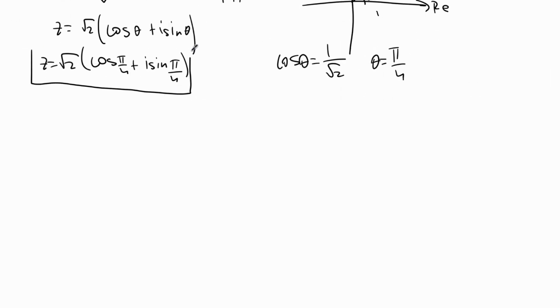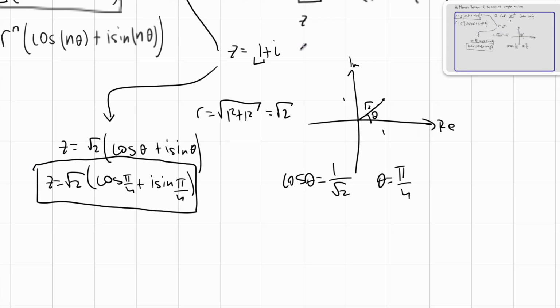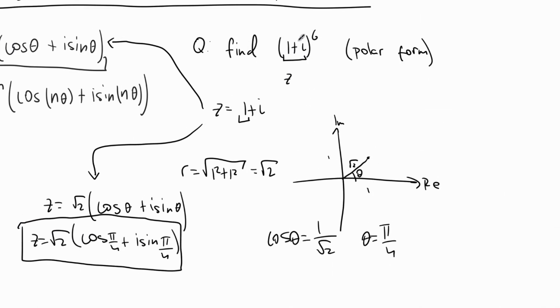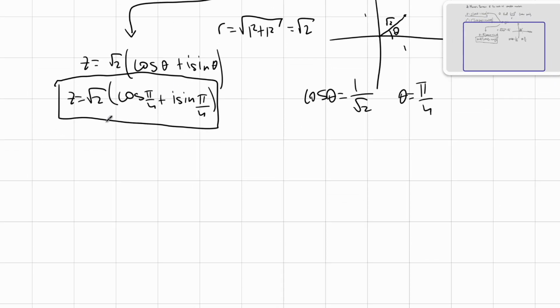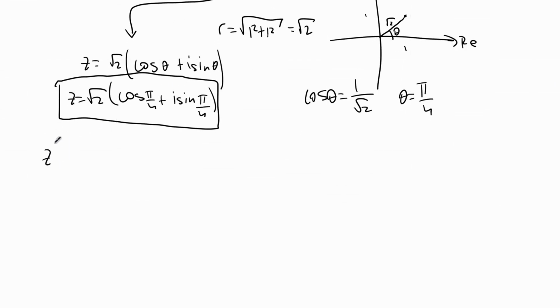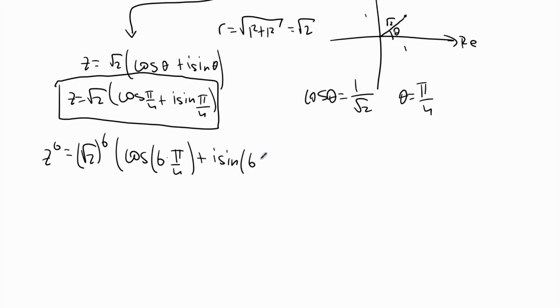Right, now that we have this right over here, we said that we are trying to find z to the power of 6. So let's go ahead and express this. z to the power of 6 is then going to be r to the power of 6, so square root of 2 to the power of 6, multiplied by cosine 6 multiplied by our argument, pi over 4, plus i sine 6 multiplied by our argument, pi over 4.